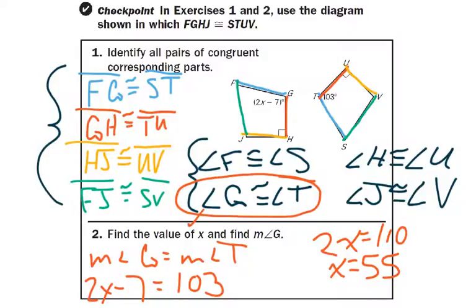Now, for the measure of angle G, you can either plug 55 back in, 2 times 55 minus 7, or just realize G and T are congruent. If T is 103 degrees, G is 103 degrees. Plug it in. Check it. You'll see that it works.